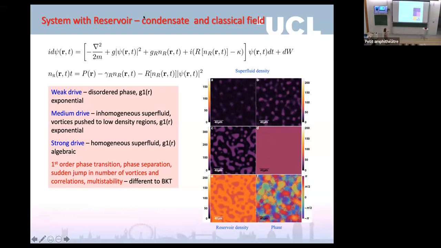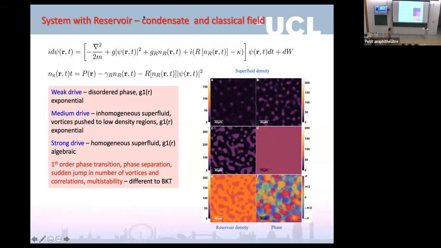And what you could see is that this reservoir creates an effective attractive interaction between polaritons. So normally polaritons have repulsive interactions. Adding a bit of reservoir creates an attractive interaction, and that leads to fragmentation, to self-trapping.